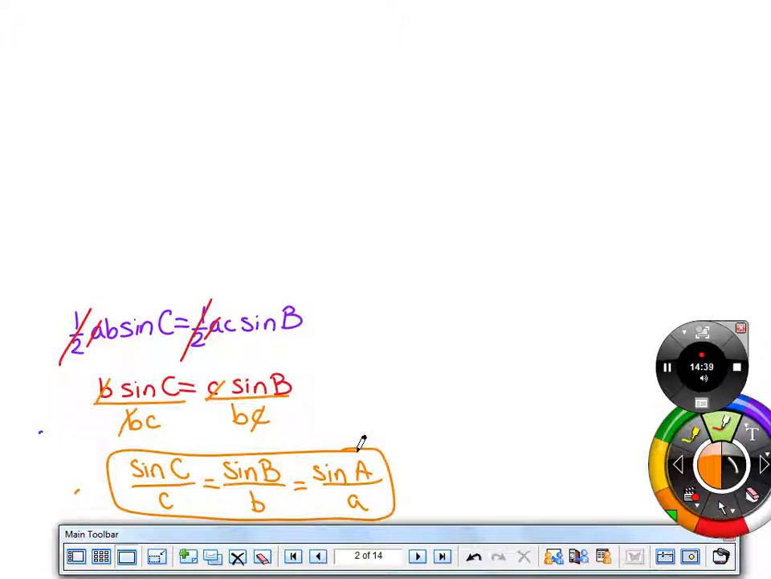So that's pretty awesome because now if there's like a missing side in a triangle that's not a right triangle, if I set up a couple of these ratios, I might be able to find that missing side as long as I have the angle across from it, okay, and I'm able to use this. And we'll see how we use it in just a minute.